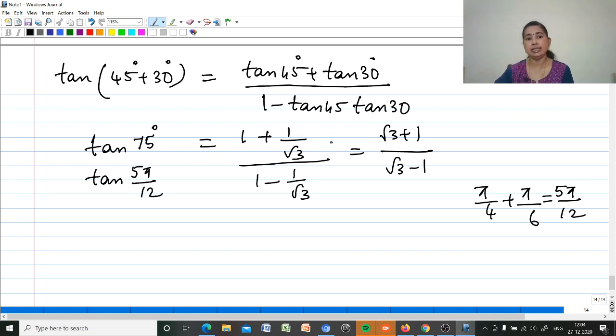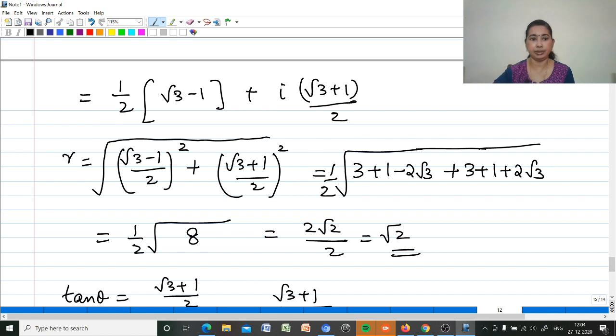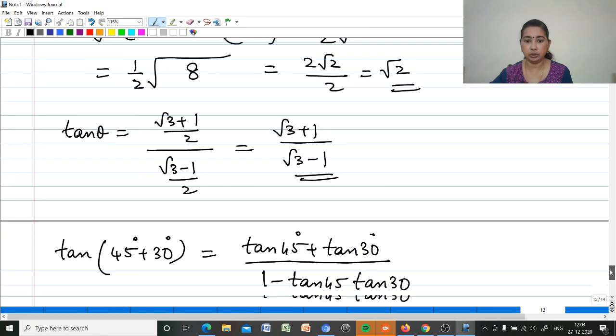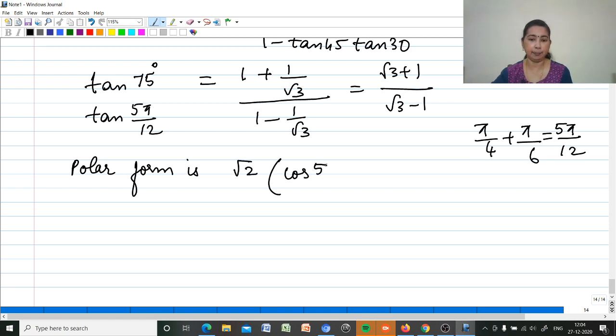Now since both are positive, that is x value and y value both are positive, this is root 3 minus 1 by 2 and y is root 3 plus 1 by 2, both are in the first quadrant. So we can say that the same angle 5 pi by 12 itself we have to take as theta. So in the polar form, we got r as root 2, into cos 5 pi by 12 plus i sin 5 pi by 12.